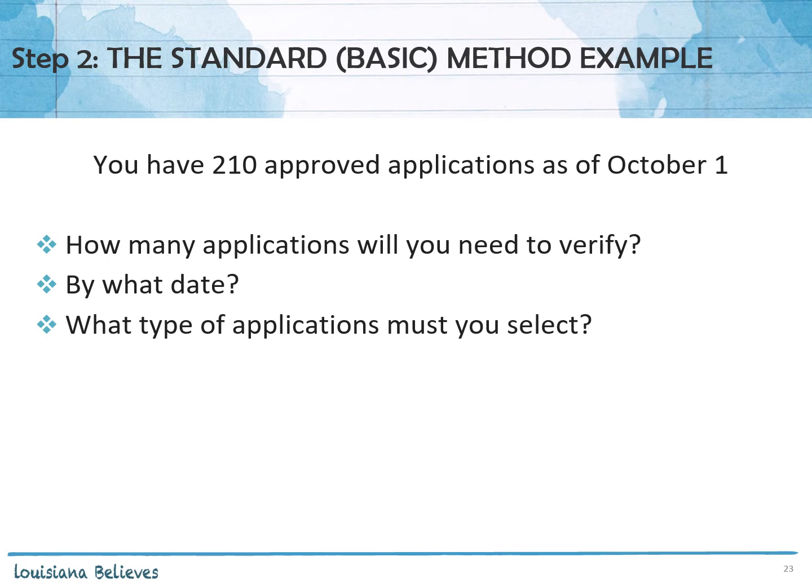Let's look at an example. You have 210 approved applications on file as of October 1st. How many applications will you need to verify? By what date? And what type of applications must you select?